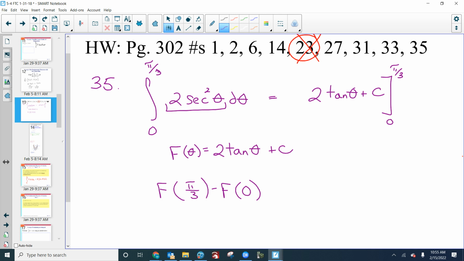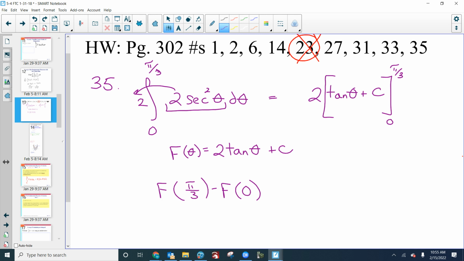Now, some books will also write the 2 out front. Some people will also do that here. 2 out front, and then secant squared theta's antiderivative is tangent theta. Okay? Constants can always be brought up front. That was one of the properties of the indefinite integrals. All right. What's the tangent of pi over 3? Pi over 3 is a 60-degree reference angle.